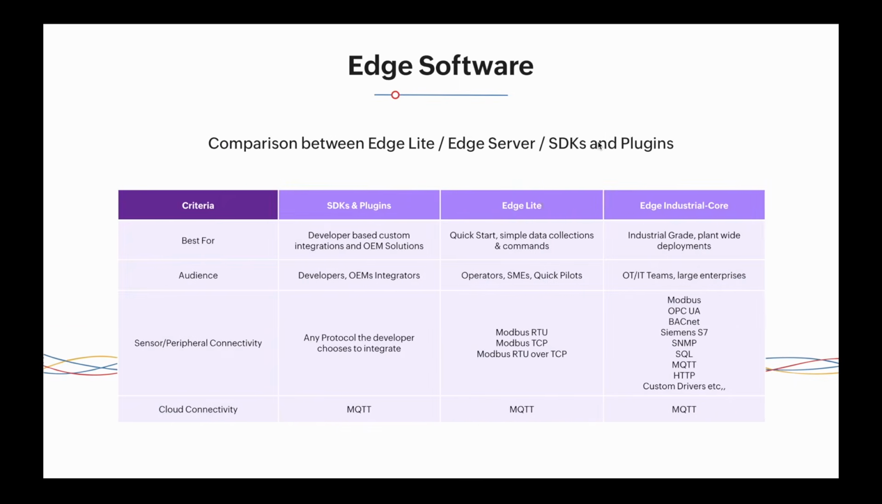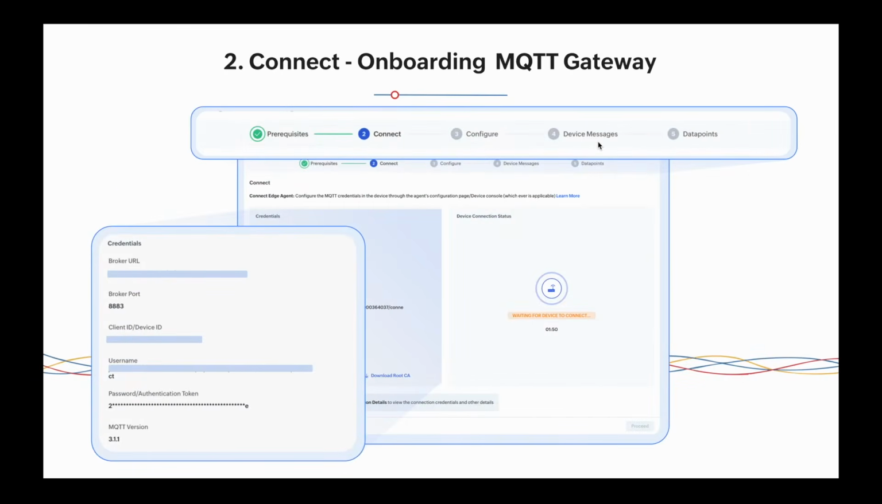These are some of the key differences between the edge software that we provide. The SDKs are targeted at developers and OEM solutions. Edge Lite is for a quick start, to do some pilots in collecting metering data. And industrial core is for large-scale OT and IT teams and large enterprises, which supports a lot of protocols like OPC UA, BACnet, Siemens, SQL, and these all have MQTT capabilities inside. So this is the first step, installing the edge software, which is what I mentioned as the prerequisite.